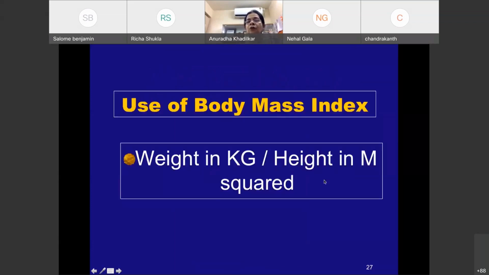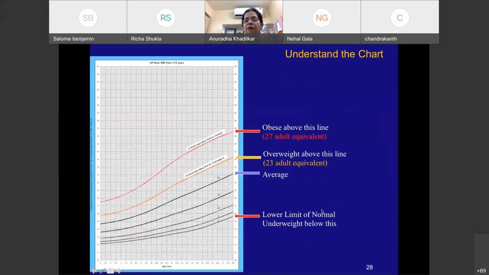Now for the use of the body mass index, that is weight in kg divided by height in meter square, we've already discussed some part of this. Once again, just to remind you, this is a BMI chart. This is the lower limit of normal. This is the average. This is the overweight and obese. And I explained the adult equivalent concept to you some time ago.